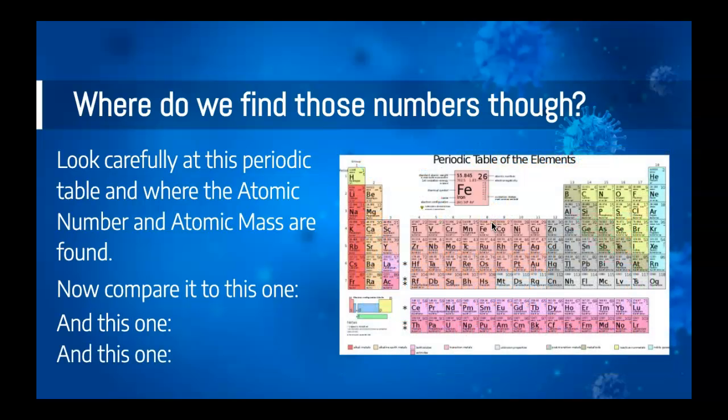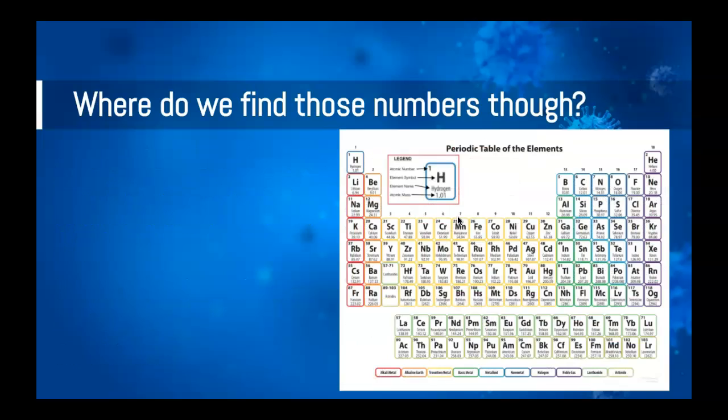What about this one? Well, in this one, the atomic number is now in the top right, and the atomic mass is now in the top left. All right, so you have to be very careful when you're looking at a periodic table that you always have to check the legend to make sure you know what number is what, because they will move around depending on who made that periodic table.